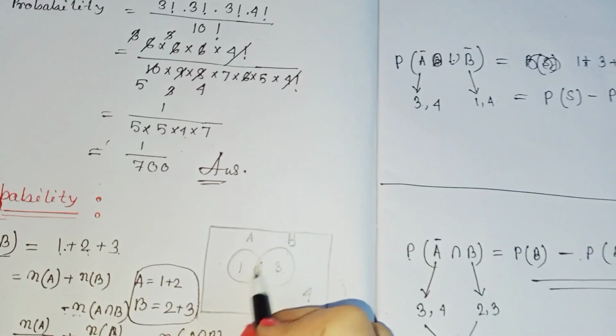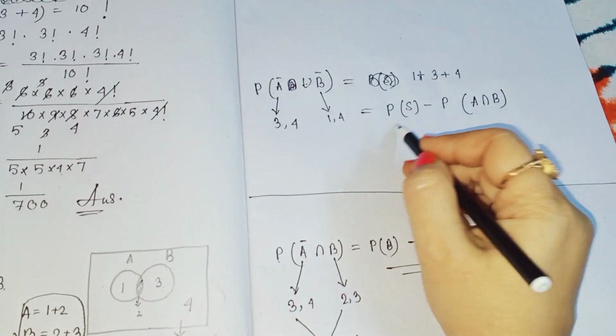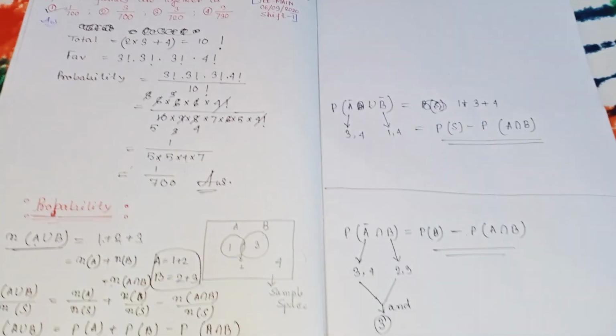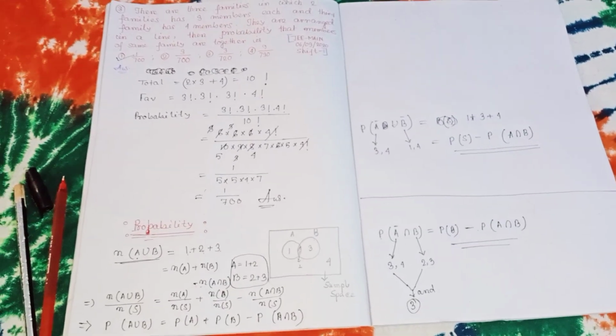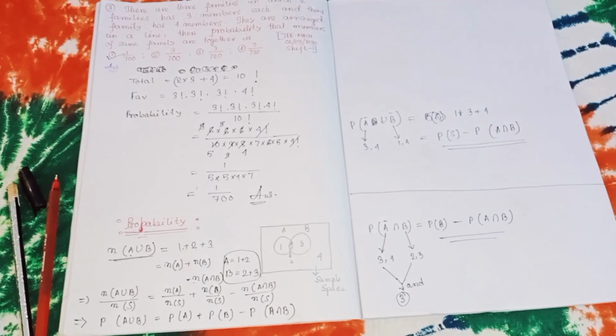As we know, it is the intersection. So here we get another formula of probability from the set. So here is the whole solution and some important formulas of probability.